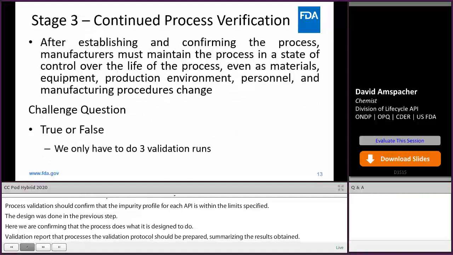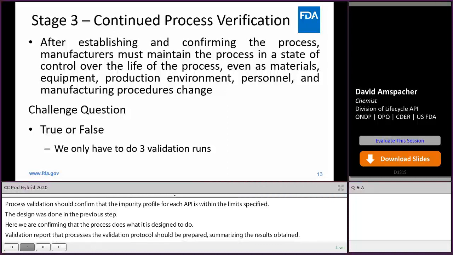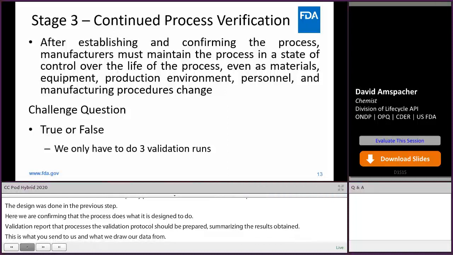After the validation, you're not done. You have to continue to monitor and maintain the process in a state of control, even as things change. Now we come to our next challenge question. We only have to do 3 validation runs.